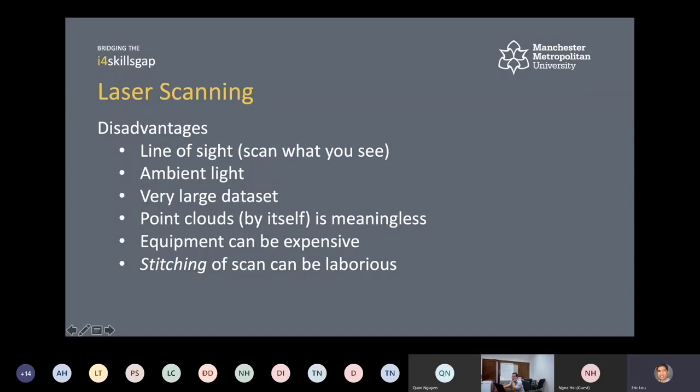Point clouds by themselves are meaningless. When you get the data back, you get the points, and they only have X, Y, Z, and L. To you and me, it's meaningless. But to the computer, it must be meaningful, otherwise it serves no purpose later on. The equipment can also be expensive, the laser scanners. At the same time, stitching the scans together can be quite hard work, which I will show you later on. So there is no system that is perfect, but in laser scanning, there are the advantages and the disadvantages.